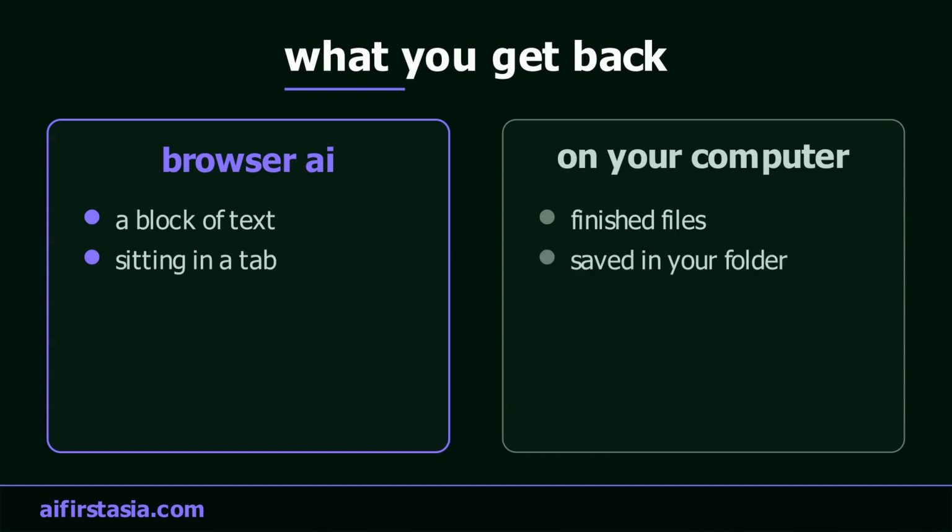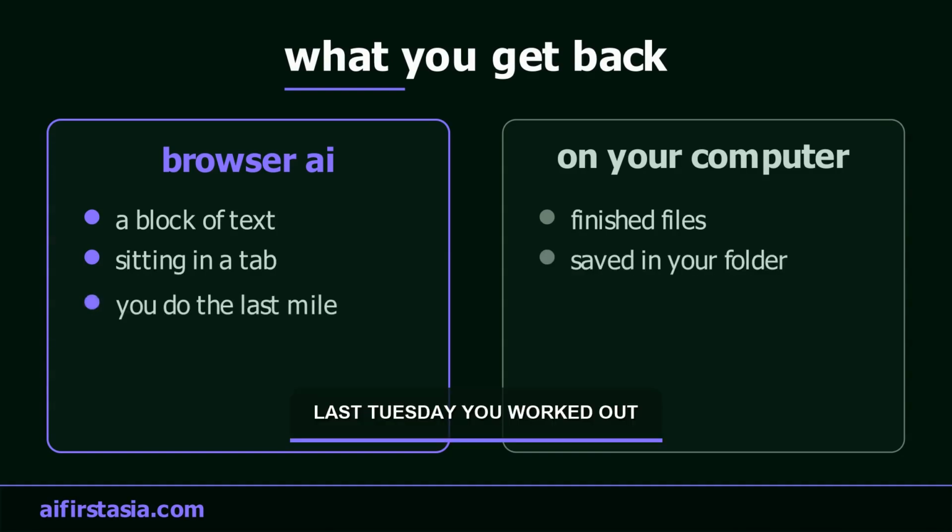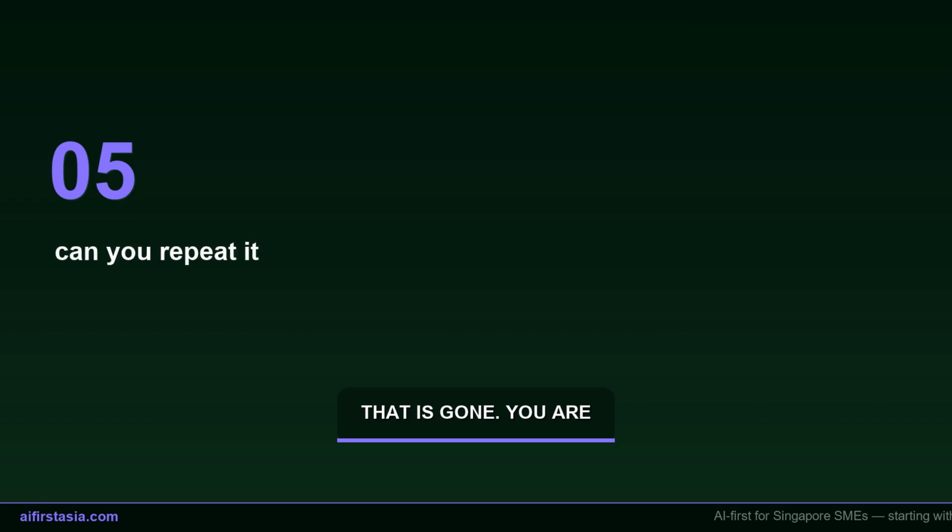With browser AI, every task starts from zero. Last Tuesday, you worked out a clever way to get exactly the result you wanted with the right instructions in the right order. This Tuesday, that is gone, you are typing it all again from memory and probably getting a slightly different result than before.